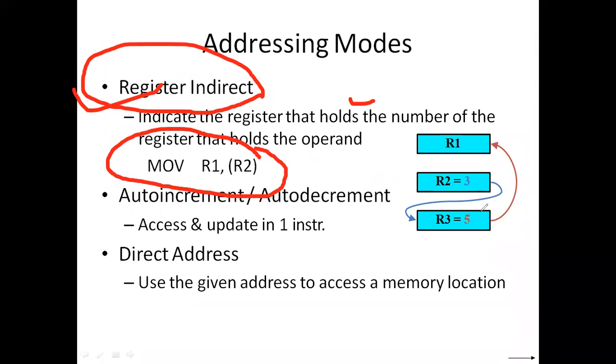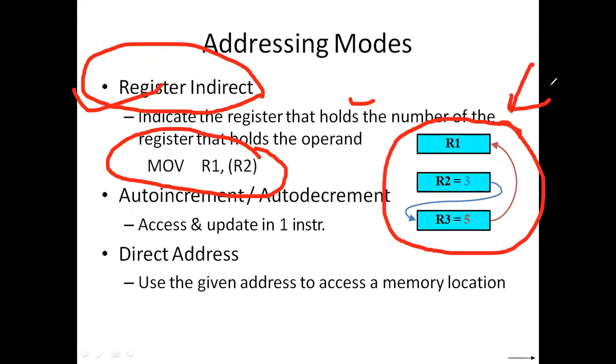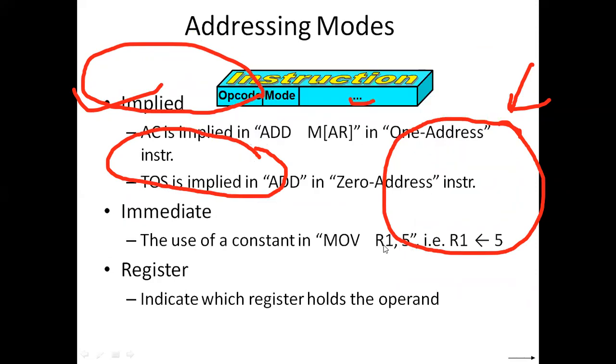Okay, now if you consider this diagram, can you see this diagram? Ultimately, we are moving the operand value that we have in R2 to where? R1. Okay, so this is register indirect, means we are considering only the registers. But in the earlier case we considered the constant itself, 5 to R1.